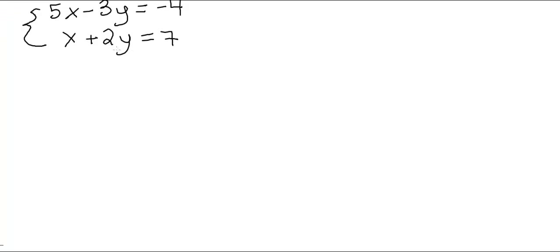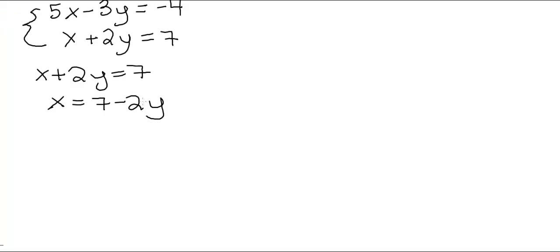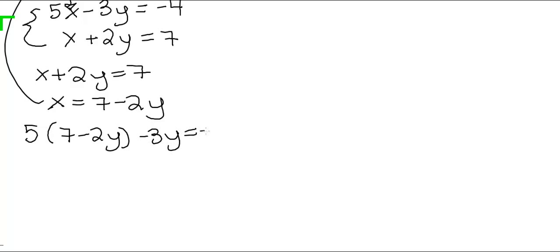So let's solve the second equation for x. We have x plus 2y equals 7. Subtract 2y from both sides, and you have x equals 7 minus 2y. So we can take that answer and plug it into the first equation, our other equation, and figure out what x is and what y is. So we have 5 times x, but x is just 7 minus 2y, minus 3y, equals negative 4.